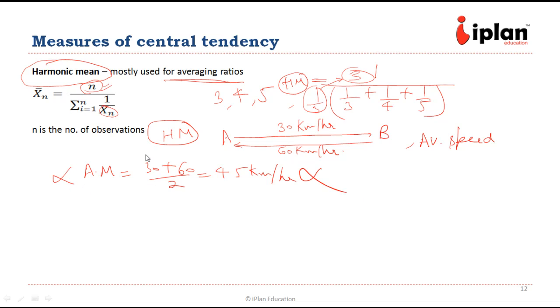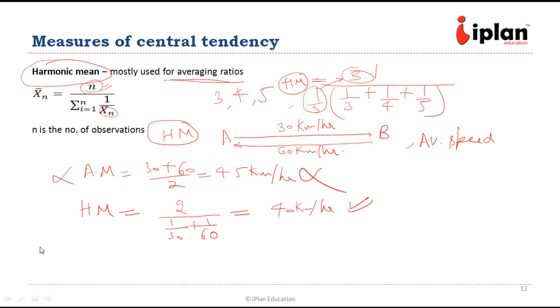In this case, harmonic mean should be used. That is n, which is 2, divided by 1 by 30 plus 1 by 60. So it will be 40 km per hour, which is the right answer. We can just verify it.